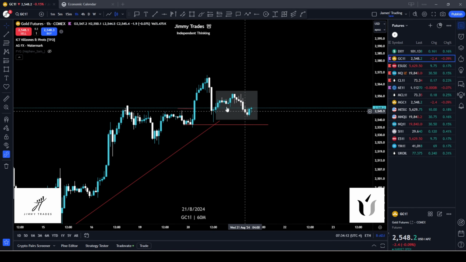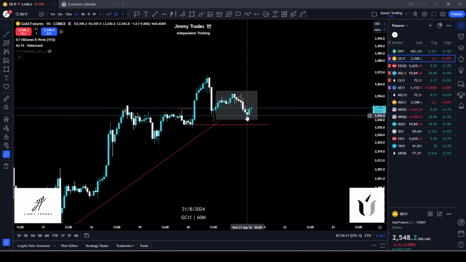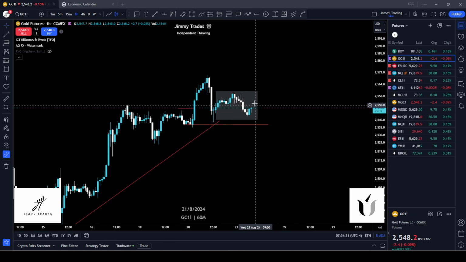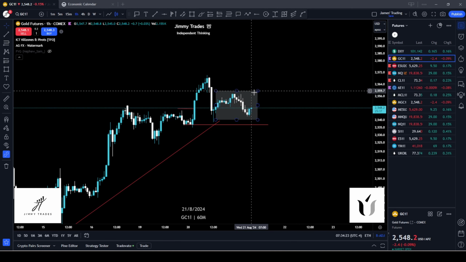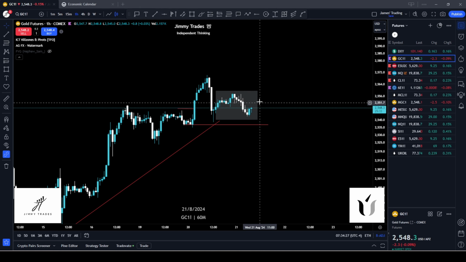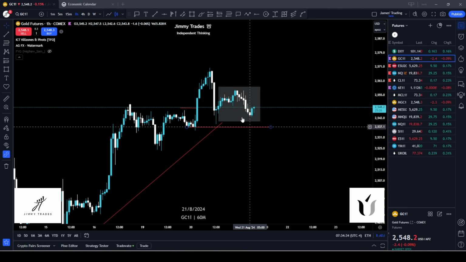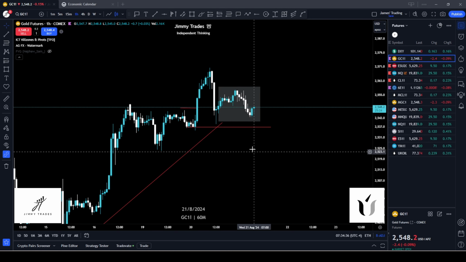So with the consolidation here, we could look to trade from either side of the range. So if price moves lower, we could look for an entry back into the midpoint of the range. Or if we get an opportunity from the highs here, we could look for an opportunity back into the range. So I'd just be patient on gold.